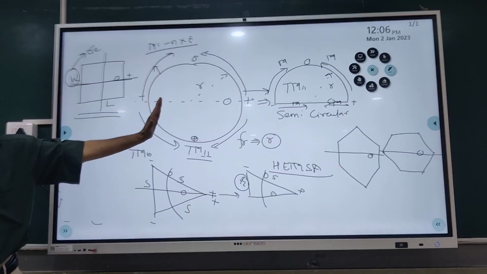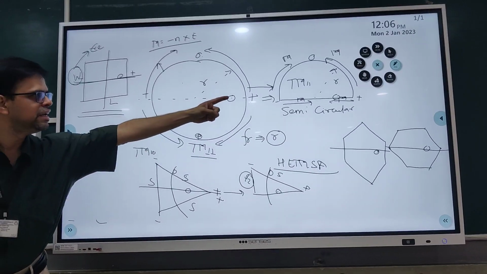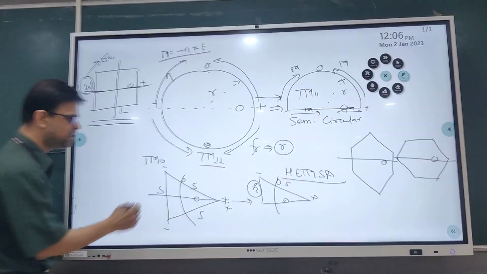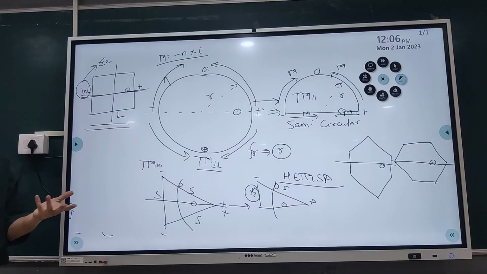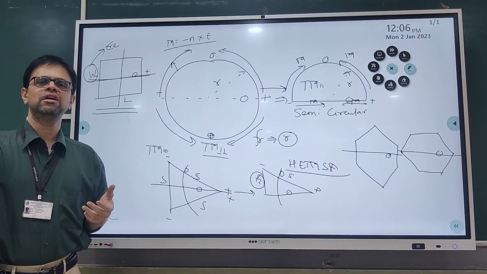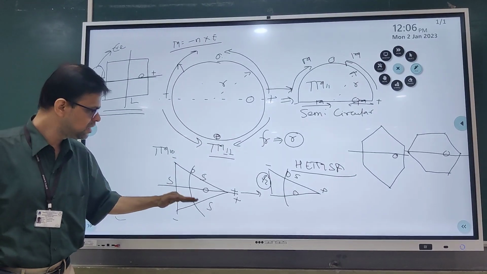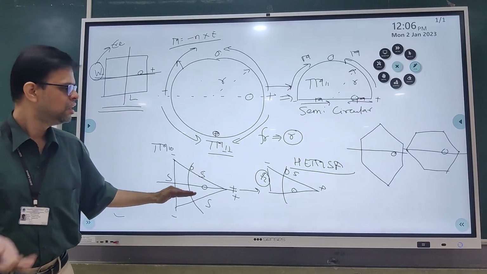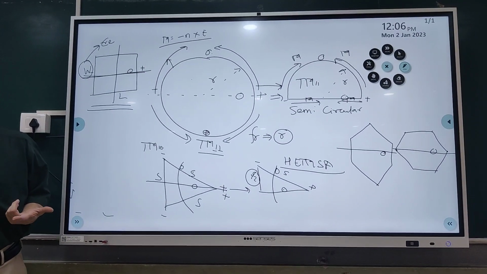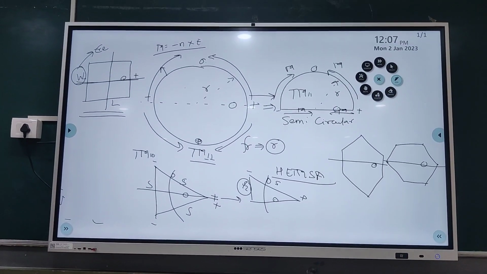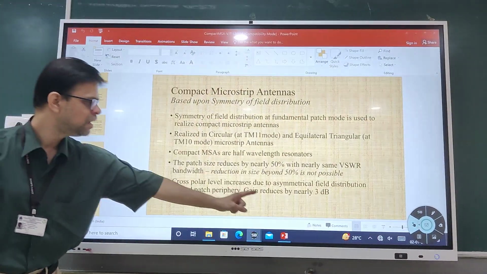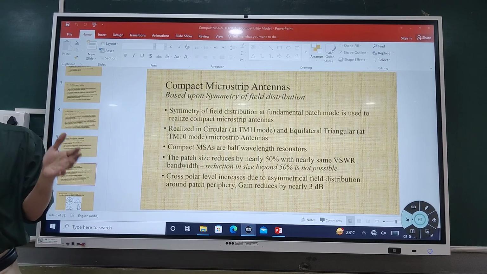But definitely it disturbs the symmetry of the geometry, and it gives a certain increase in the cross polarization level. This is much more predominant in the equilateral triangular patch, because the geometry is not symmetrical itself. Among circular, rectangular and triangular patches, the equilateral triangular patch is the most unsymmetrical model, and hence in the ETMSA itself you get high cross polar. Going from ETMSA to half ETMSA, you still get an increment in the cross polarization level. So this is with respect to the demerits of this microstrip antenna technique. Gain naturally reduces by 3 dB.